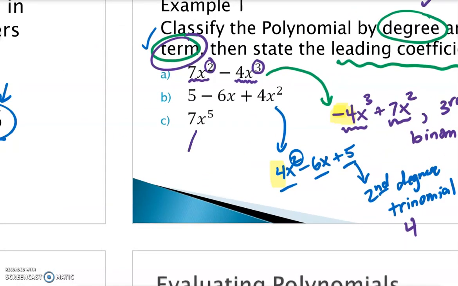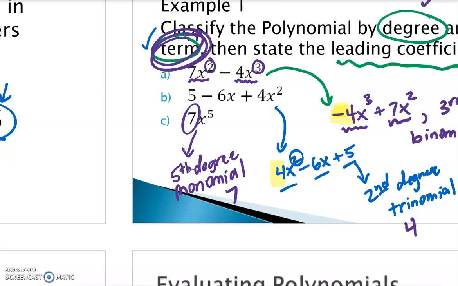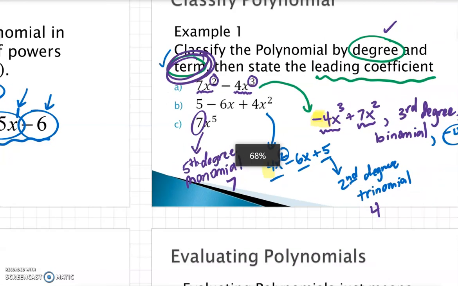Last one, 7x to the 5th power. Well, that's a monomial, so this is 5th degree because that's the exponent. Classify it by term, so that means it's a monomial because there's only one term. And the leading coefficient is 7. That's how you would answer those questions for that one.